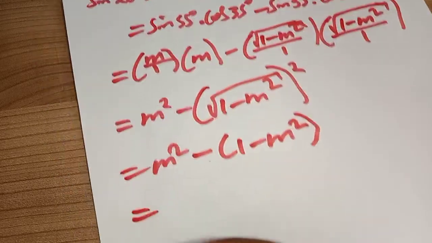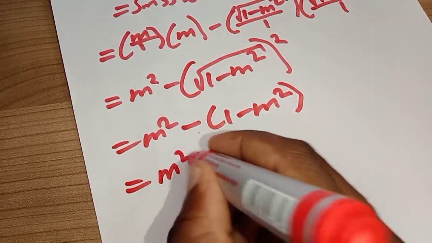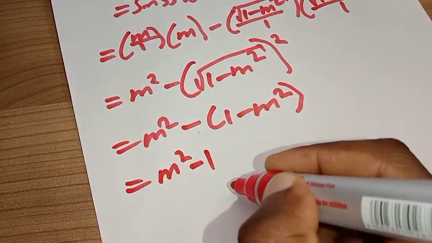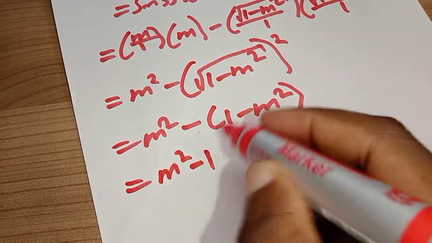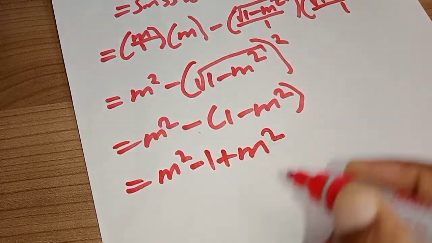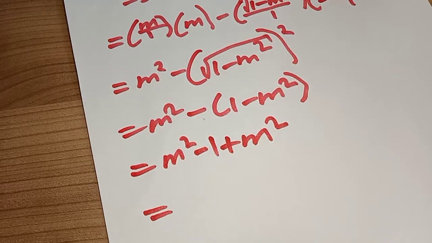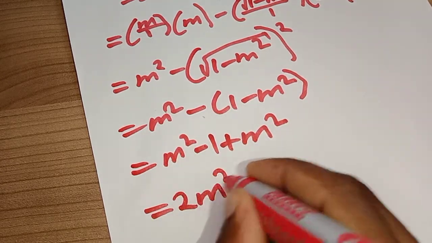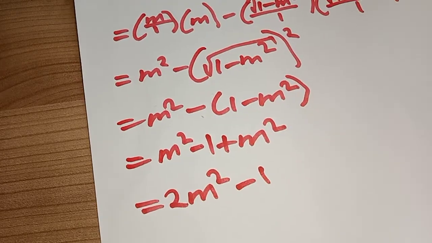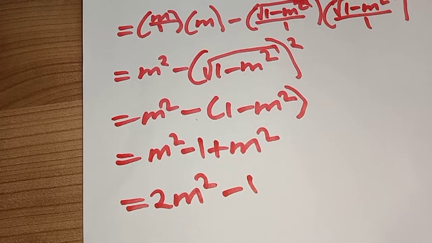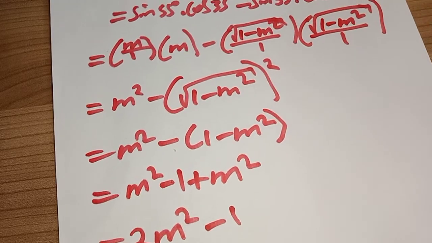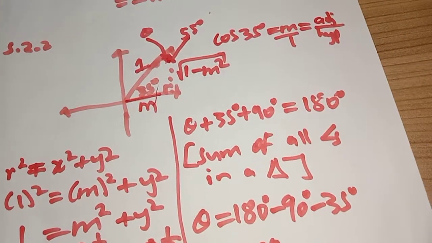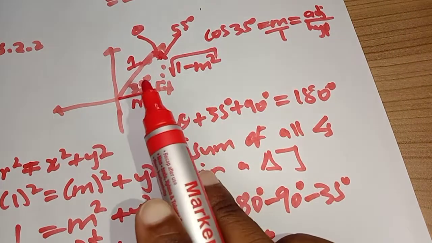Then now we do the distribution. M squared times 1, and negative 1 multiplying 1 gives negative 1; negative multiplied by negative gives positive m squared. Then we'll end up here with m squared plus m squared, we get 2 m squared subtracting 1 there. Then we are done with that one. We are done with this one. We started here by constructing our right angle.